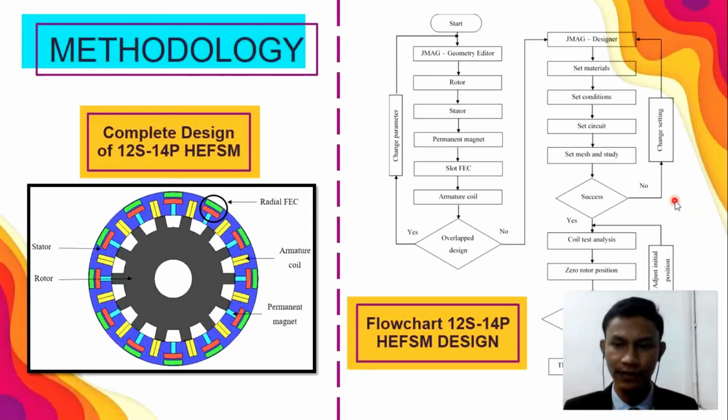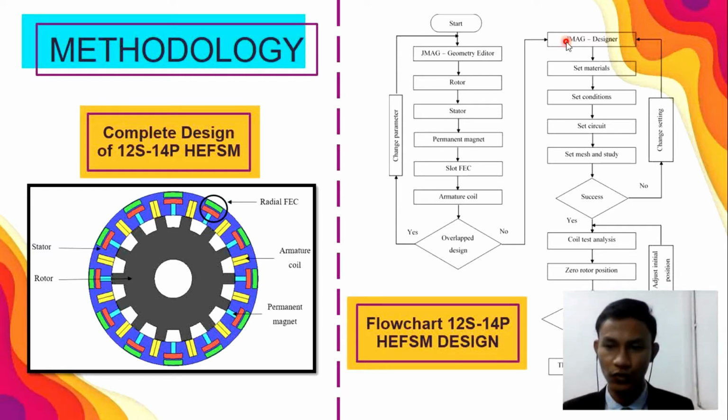Next is the methodology part. This is the flowchart of how to design the HEFSM. First, in geometry, we need to sketch the rotor, stator, permanent magnet, FEC slot, and armature coil. If the design has overlap, we need to change the parameters and check again. If the design has no overlap, we go to JMAG Designer to set the materials, condition, circuit, mesh, and study. If not successful in setting the materials, we need to revise and change the settings.